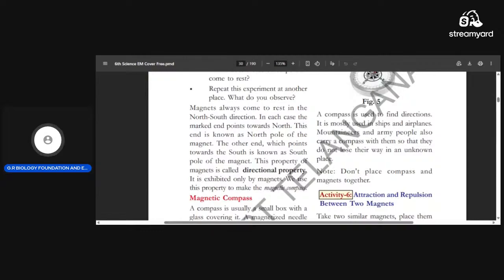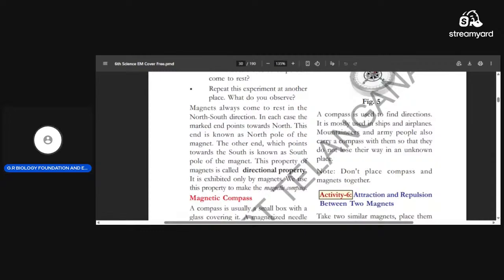So that always comes to rest in a particular direction. Why is that? The north pole of the suspended bar magnet attracts the south pole of the earth. Opposite poles attract, that we know, attraction and repulsion. So this suspended bar magnet always shows the north-south direction. This is called a directional property.